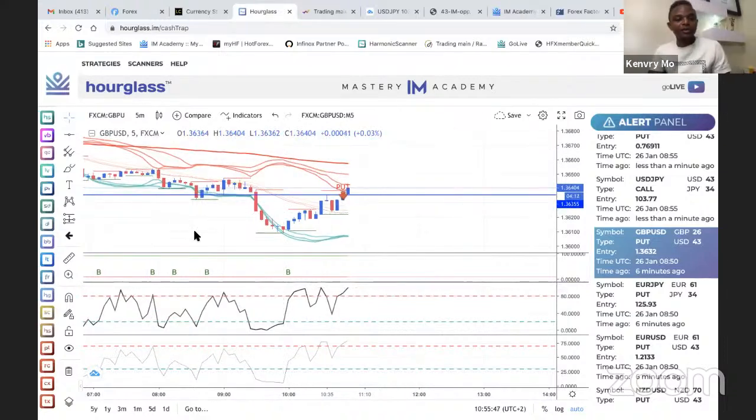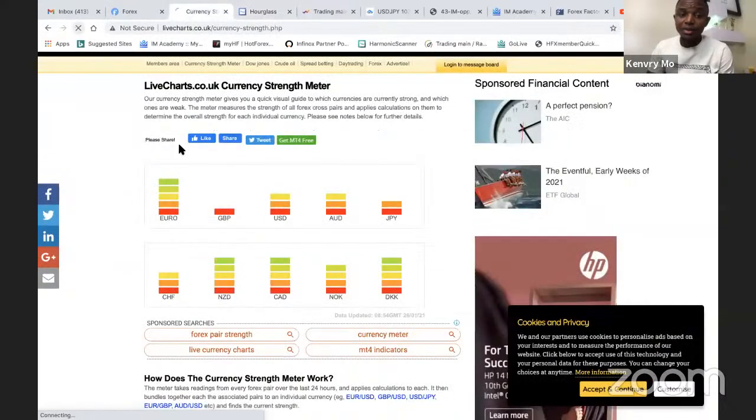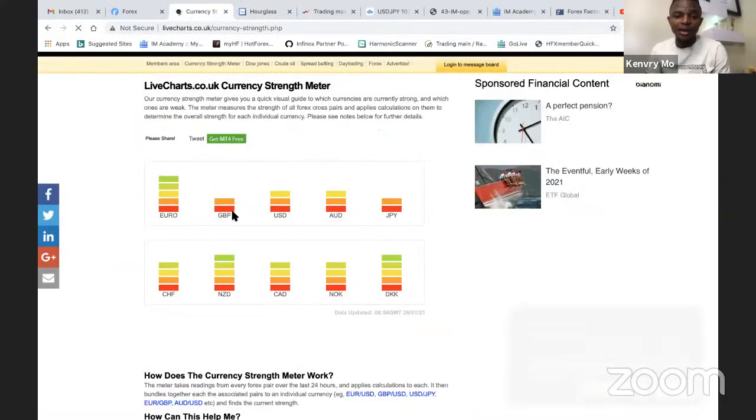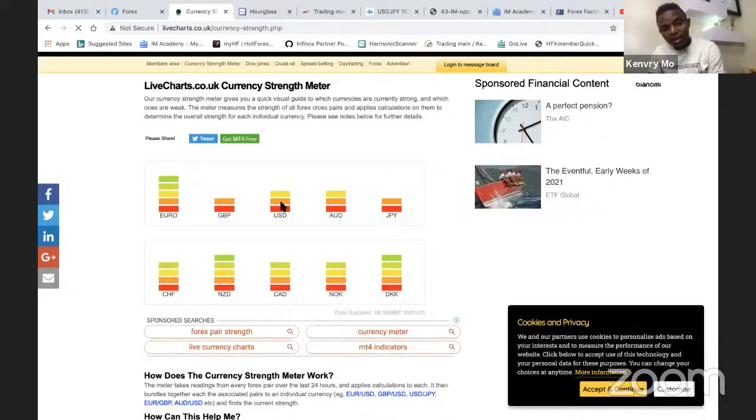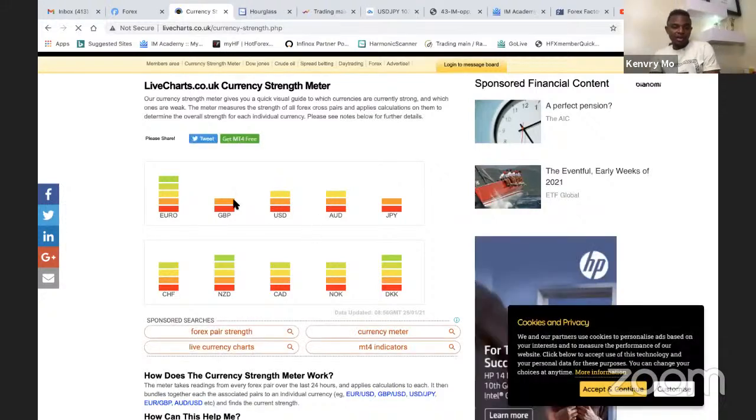So the market moved differently today. Everybody put in your score. I know the score today is not that good, but that's the market for us. GU is okay. GU is gaining strength. USD is losing strength, but USD is still stronger.